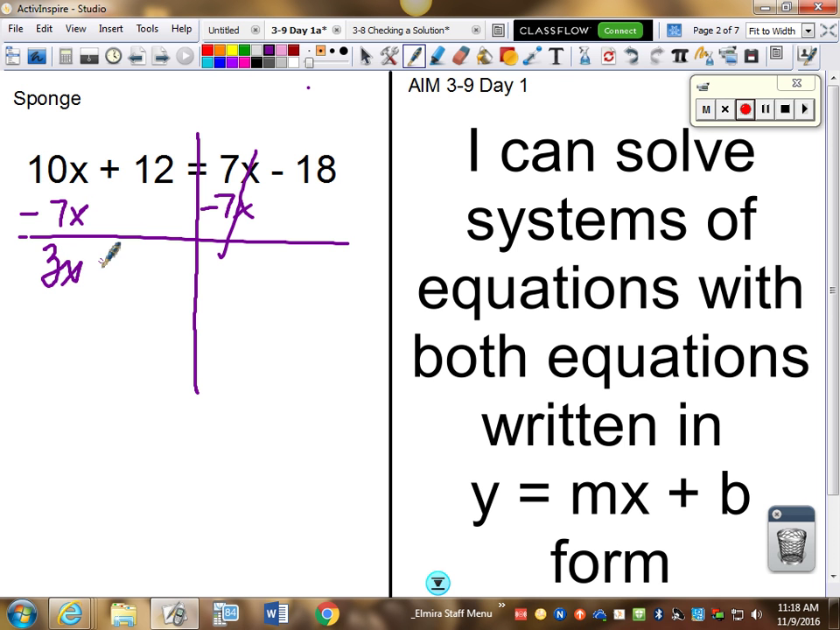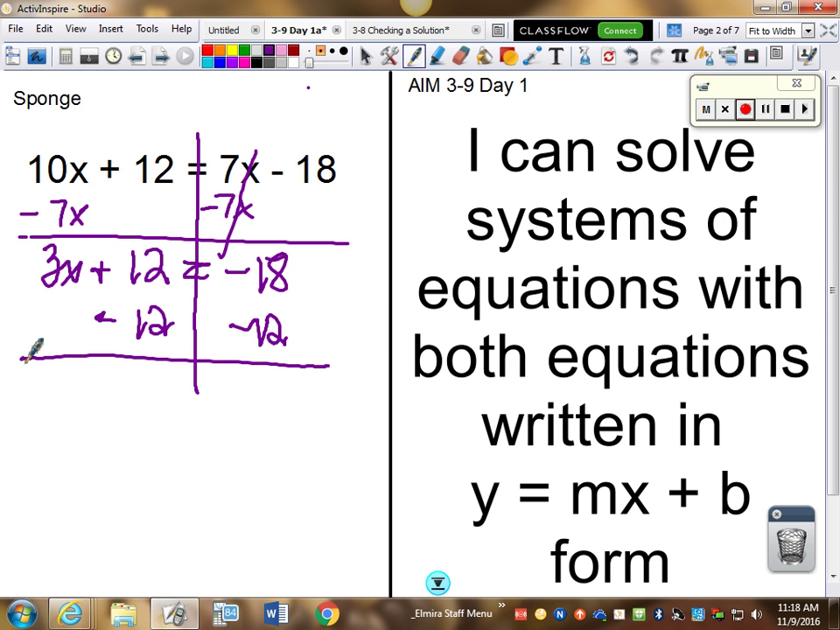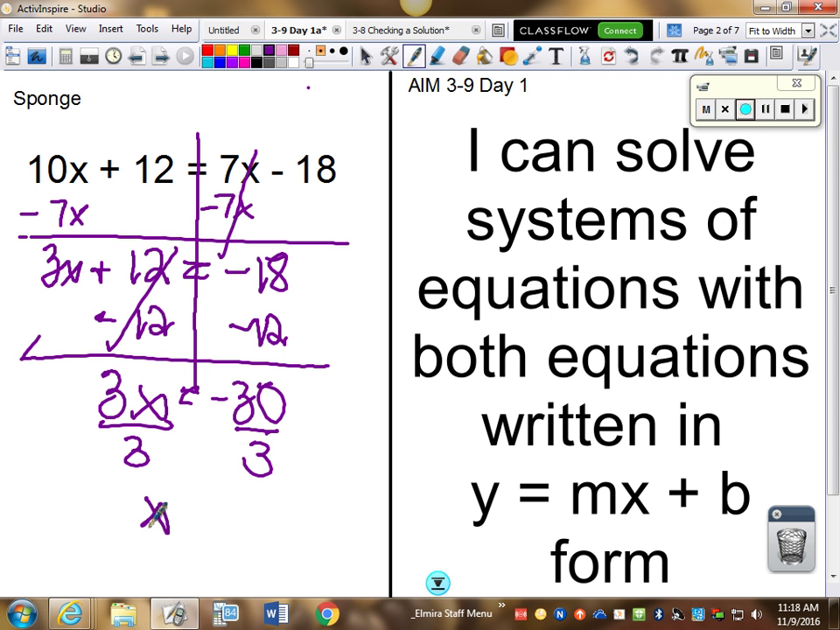That's 3x. And I apologize, my pen is not working correctly. It's making extra marks. Equals negative 18. Okay, from here it's a basic two-step. Subtract 12. And I get 3x equals negative 30. Divide both sides by 3. And x equals negative 10.